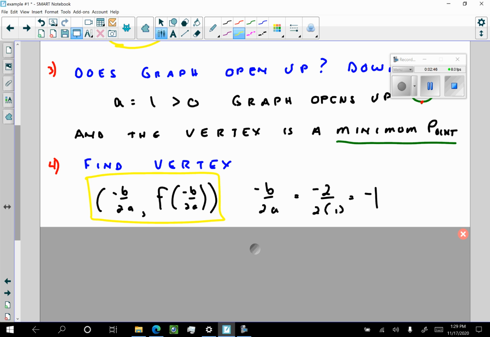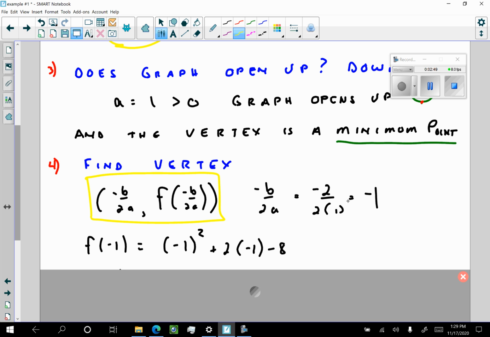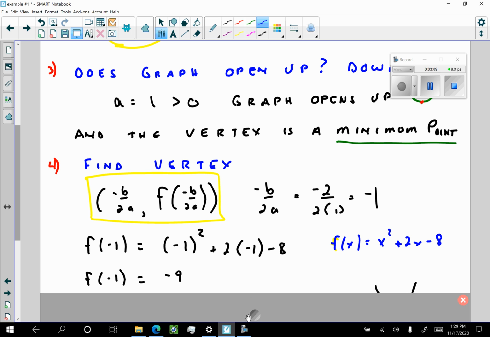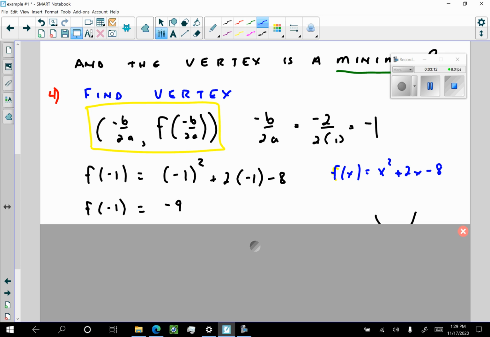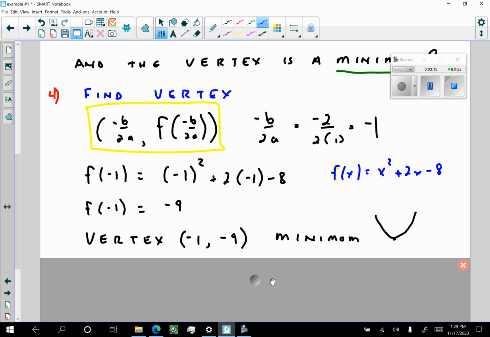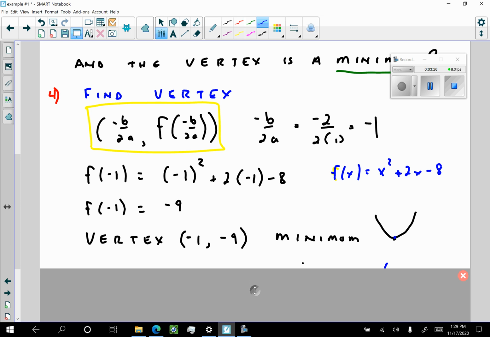And now to find the y-coordinate of the vertex, you just put this guy into the function. Maybe I better write the function down again. The function was x squared plus 2x minus 8. And I'm going to put negative 1 into that function. And bam, what do I get? I get negative 9. And that's the vertex, negative 1, negative 9. That's our minimum point. And since that is a minimum, and since this is the y-coordinate of the vertex, that's going to help us with the range.